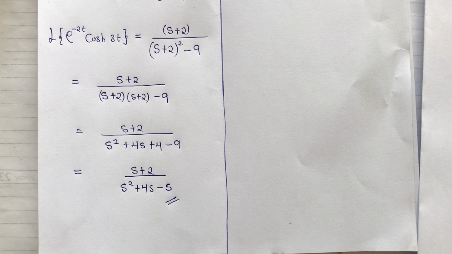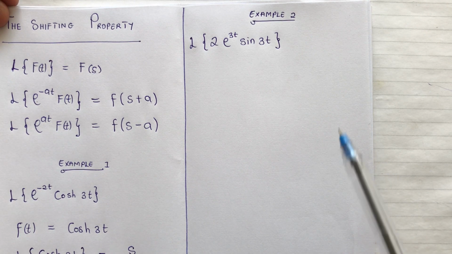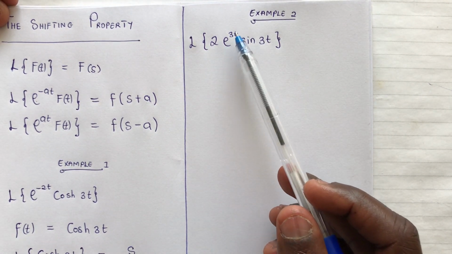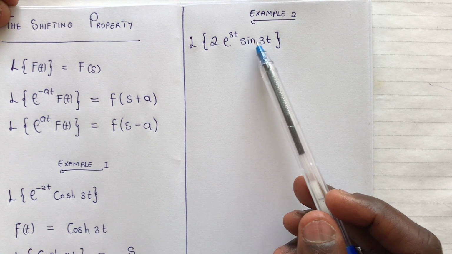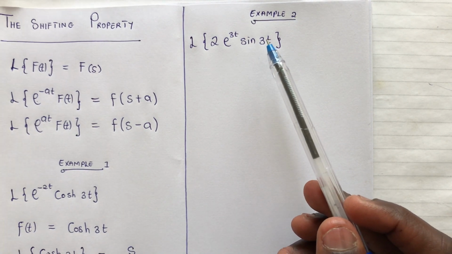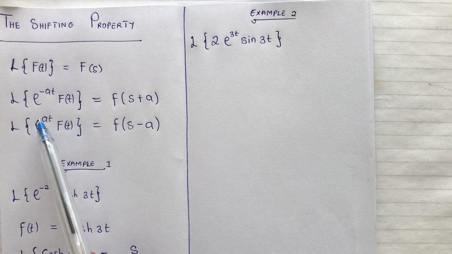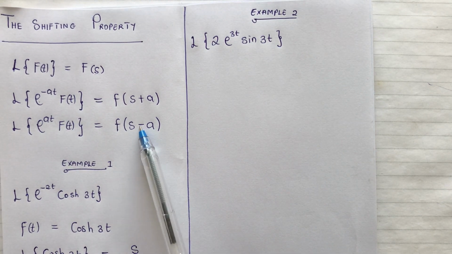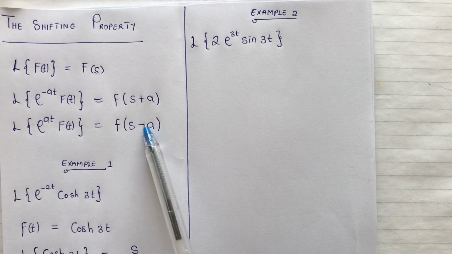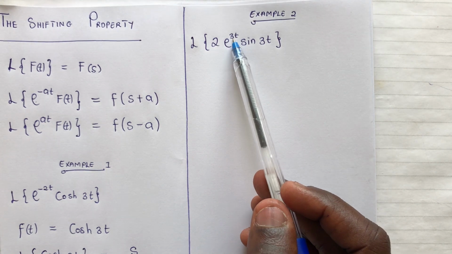All right, so now I'll take the second example. Now look at example 2. We have 2e to the 3t sine 3t. Remember, I explained earlier that if this side is positive, then we are having s minus a, where a represents the value 3.